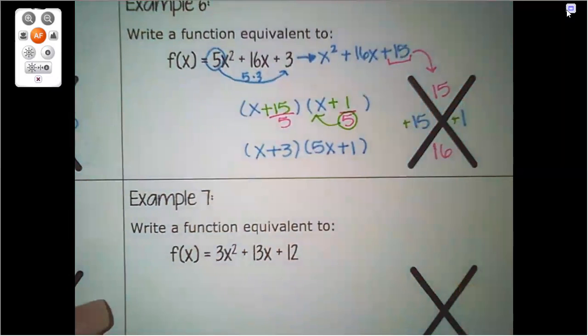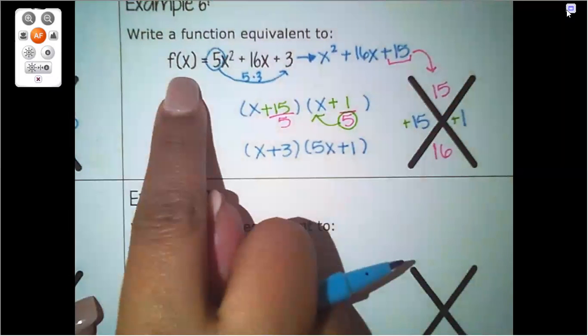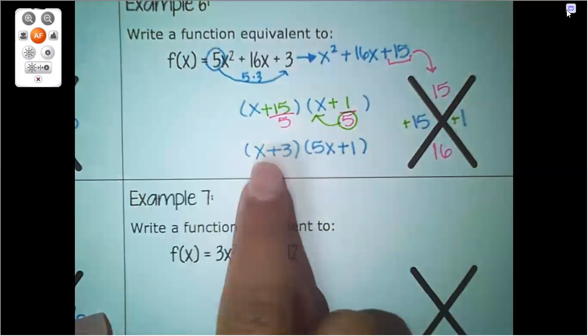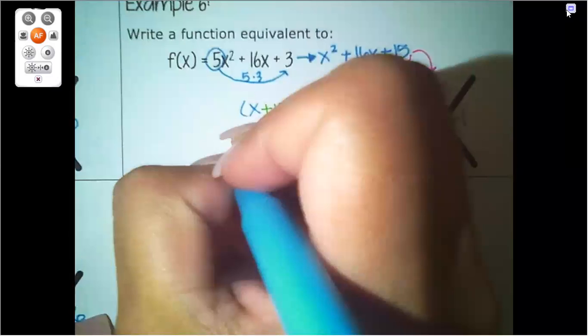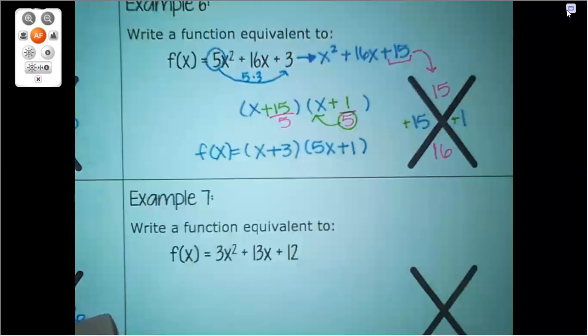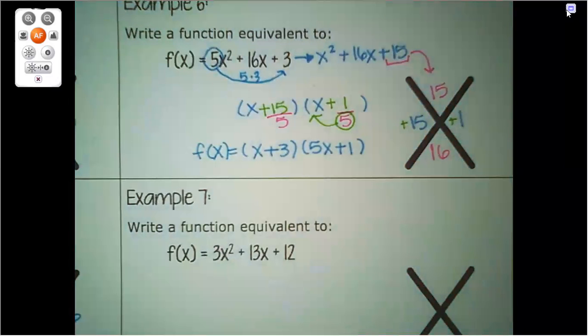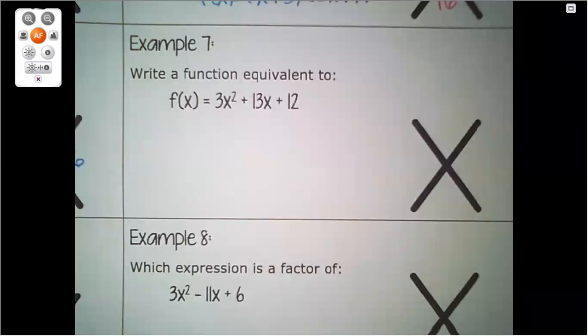Now, because the original equation has f of x, what do you think we're going to have to include with our answer? The f of x. So, f of x. I gave y'all plenty of time.